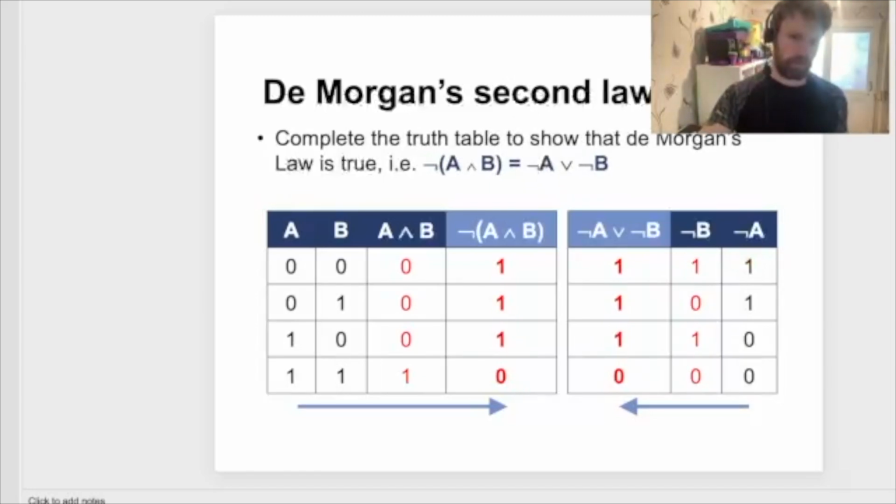Now, if we look at the second law, not (A and B) is equal to not A or not B. Again, there are truth tables underneath it, and you can use those interchangeably, because in certain situations it's going to be better for you to do one or the other.